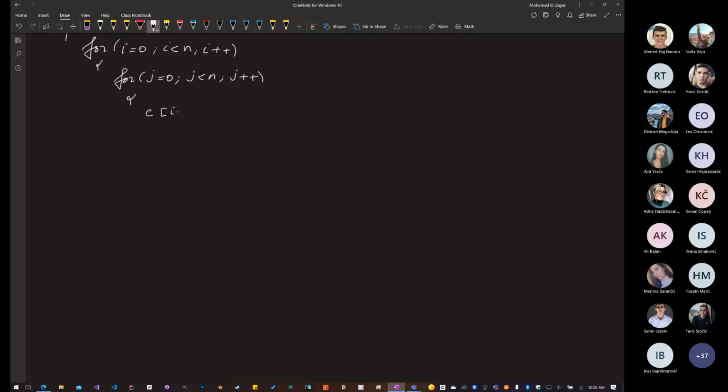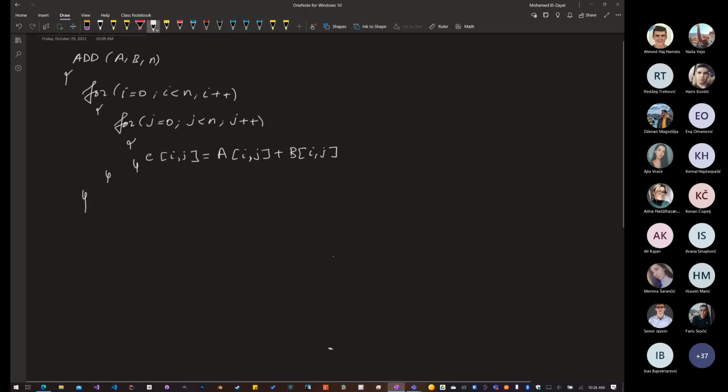So C of i, j, because we have a matrix C somewhere out there, it doesn't matter right now. It's going to equal, where we're going to store the result, A of i, j plus B of i, j. Very simple, nothing super fancy. Of course, you return C somewhere below, but right now it's none of our concerns. Let's simplify things and keep things lean.